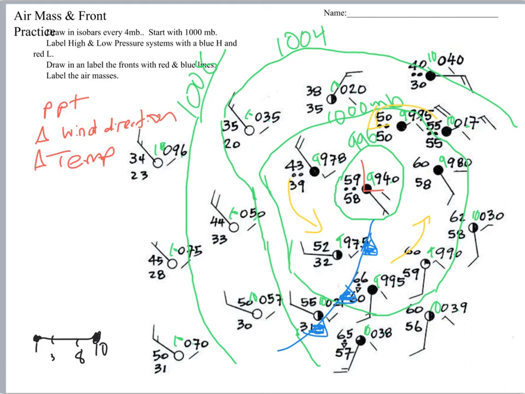Let's double check the temperature. 55, 60. So that's pretty close to each other in terms of distance, and the temperature changes. So again, my front's moving this direction. So will this 55-degree temperature get warmer or colder as the front passes? It's going to get warmer. So that's going to be my warm front location.